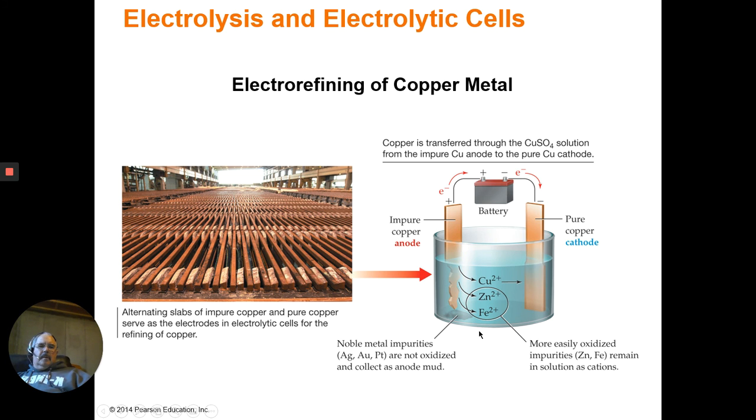Okay, in the process, more easily oxidized impurities, like zinc and iron, will remain in solution as cations. Less reactive impurities, such as noble metals like silver, gold, platinum, and others, are not oxidized, and they collect down in the mud down here at the bottom. So the reason for doing this is not so much to make ultra-pure copper, but to obtain these noble metals. This is really where they make their money.